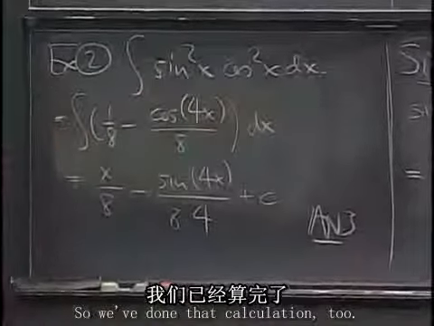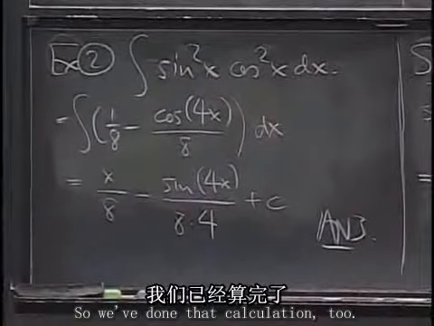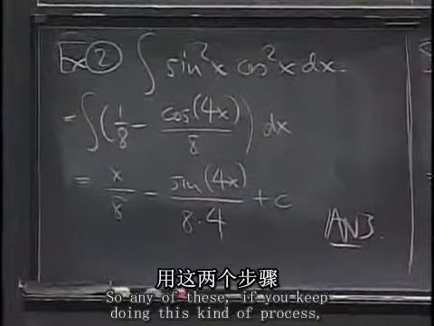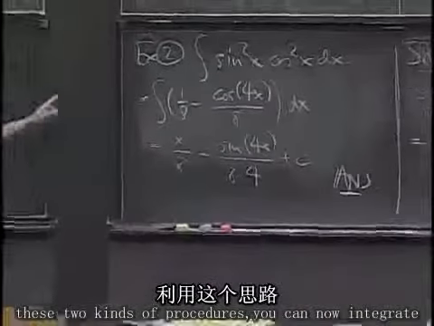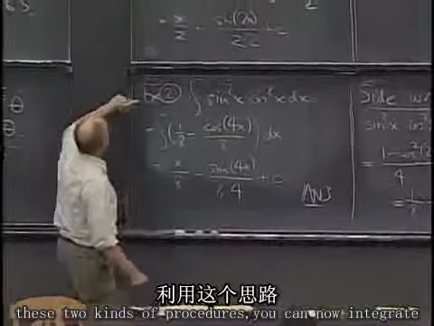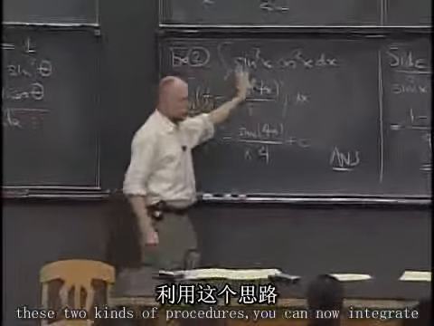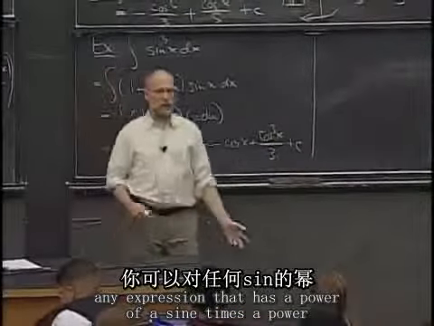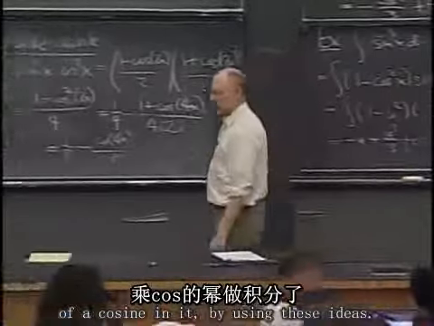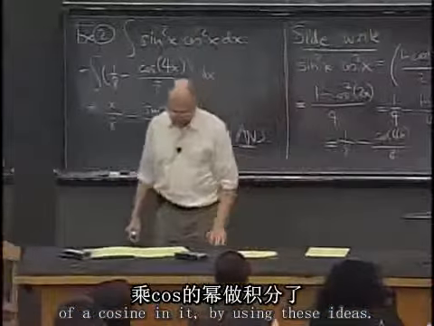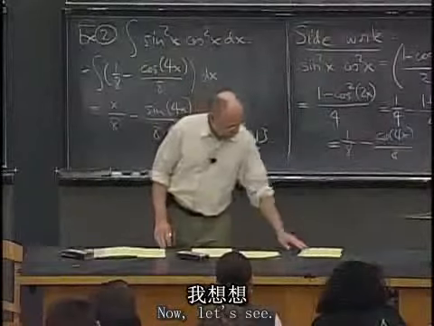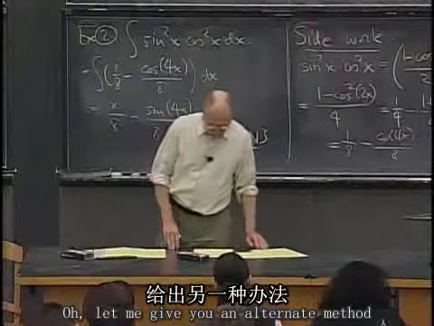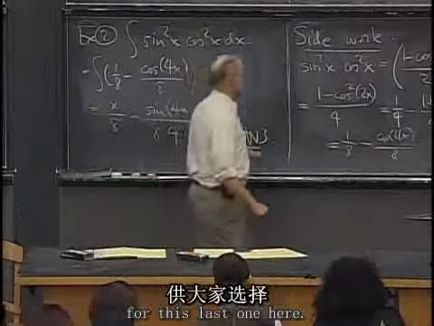So we've done that calculation too. So any of these, if you keep doing these two kinds of procedures, you can now integrate any expression that has a power of a sine times a power of a cosine in it by using these ideas. Now let's see. Oh, let me give you an alternate method for this last one here.